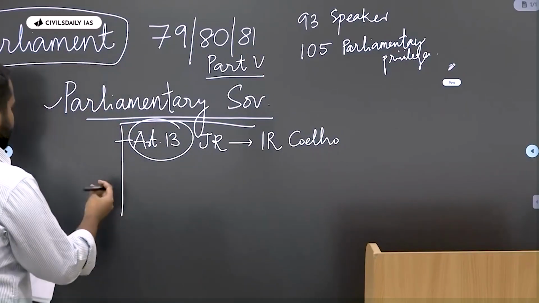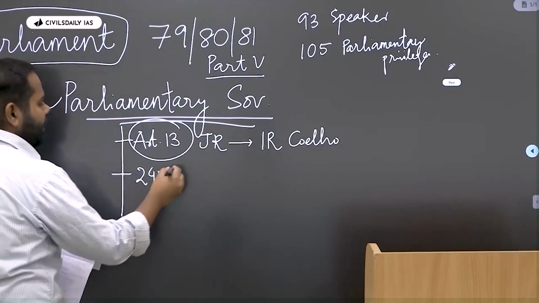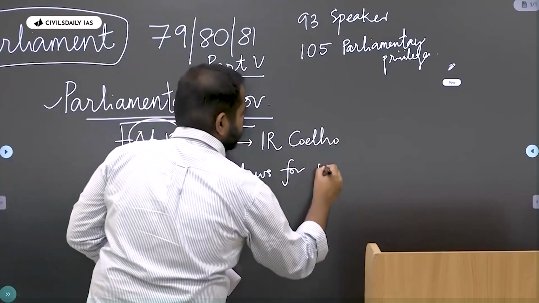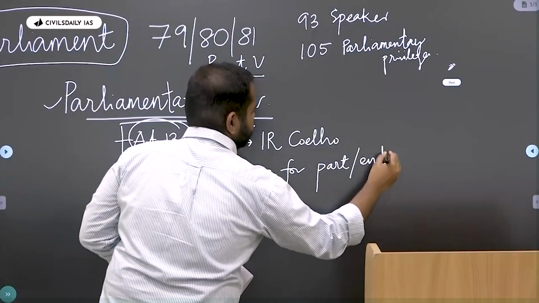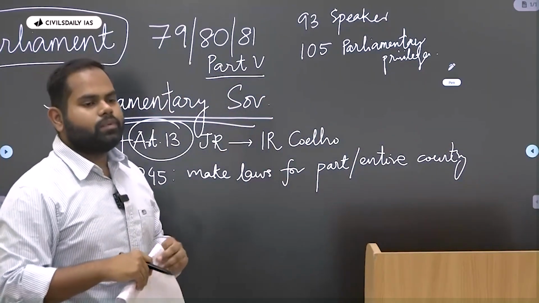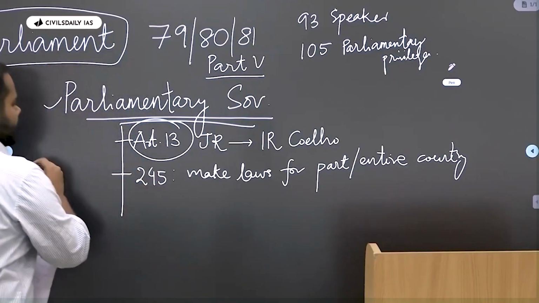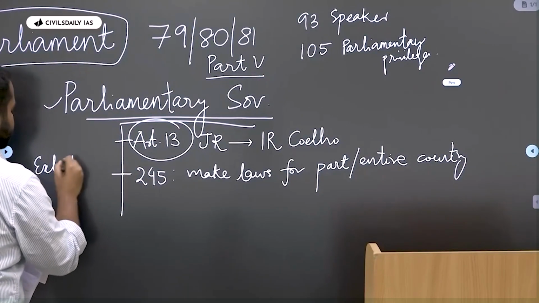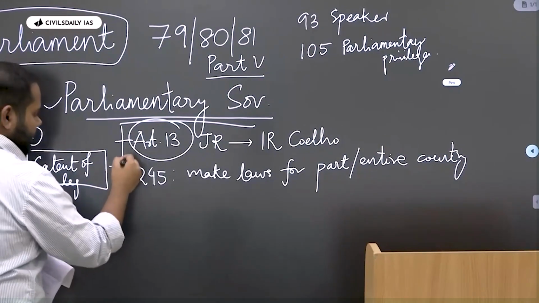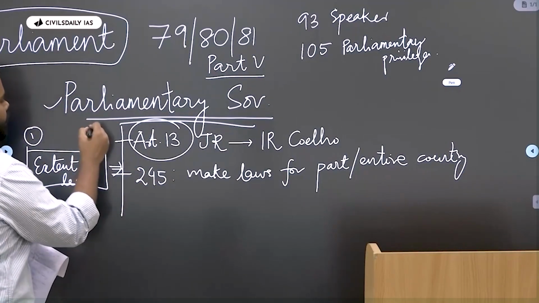For that, a couple of articles: 245, a very core article, which tells that Parliament can make laws for either part or the entire country. So, for example, if a question comes, explain constitutionally mandated parliamentary sovereignty, you don't write Article 245 as a point. You write the extent of legislation as a point. Like this could be the first point, and then you write this as substantiation to the answer. Do not write Article 245 as the main subheading of the point. Same here, you could write judicial review.